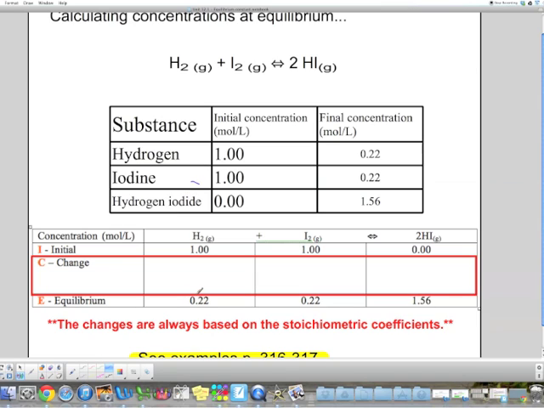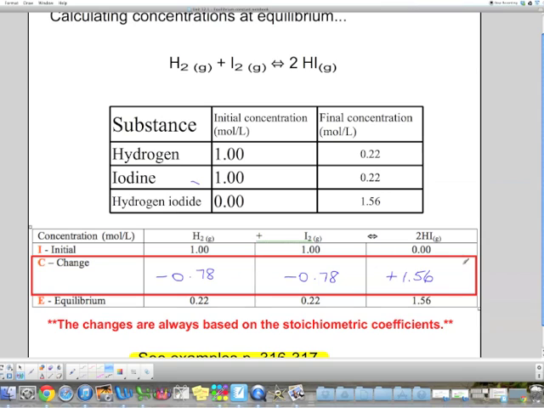So we're saying we started with 1 mole per liter, and at equilibrium, we only had 0.22 left. So how much was lost? There was 0.78 mole per liter that was lost or that reacted. For I2, 1 minus 0.22, that means I also had here 0.78 that reacted. And for the product, I started at 0 and ended up at equilibrium at 1.56, which means I had 1.56 mole per liter that appeared.